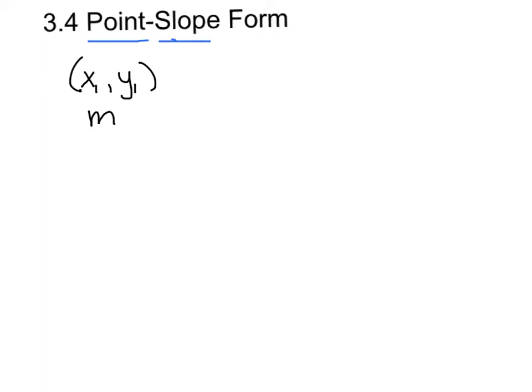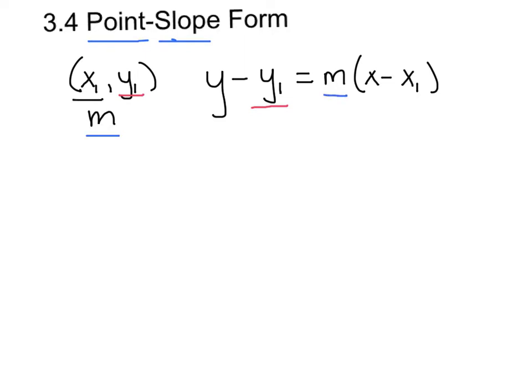Here's your equation. y minus y1 equals m times the quantity x minus x sub 1. Now, it says this in the key concept, but this is your y coordinate that goes here. The m is your slope, and the x coordinate goes here. So all you do is you plug things in.